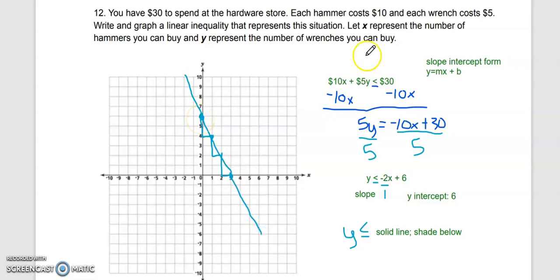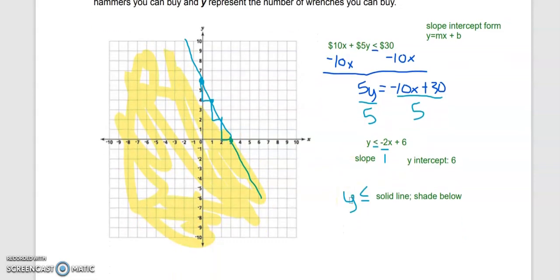Okay, and now I just have to go ahead and shade below. I'm going to shade all of this down here. All right, perfect. All right, let's go ahead and look at number 13.